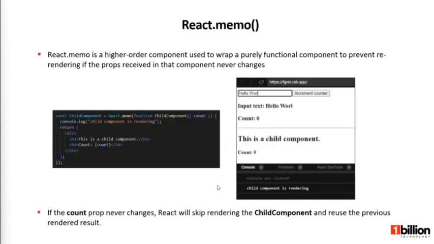For that, we can use React.memo. React.memo is a higher order component used to wrap a purely functional component to prevent re-rendering if the prop received in that component never changes. Here, the child component is wrapped using React.memo. So if the count prop never changes, React will skip rendering the child component and reuse the previous rendered result. You can see that result in this GIF. Now the child component is not rendering when typing in the input field.